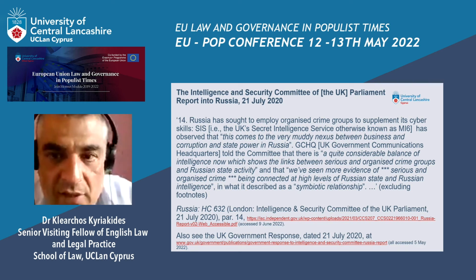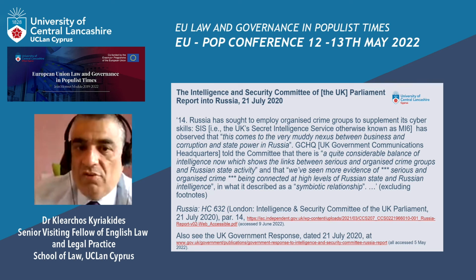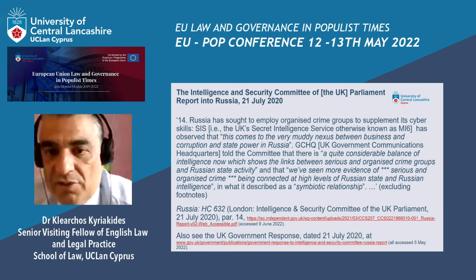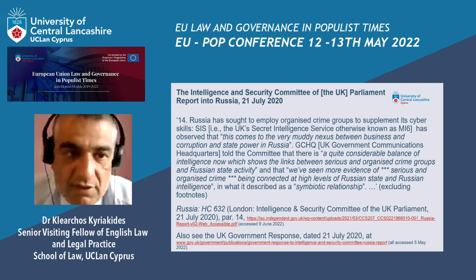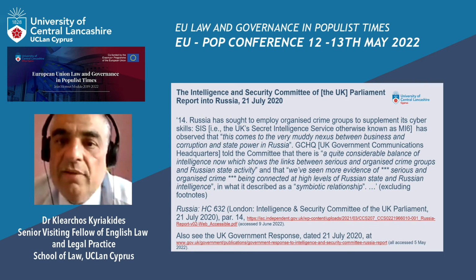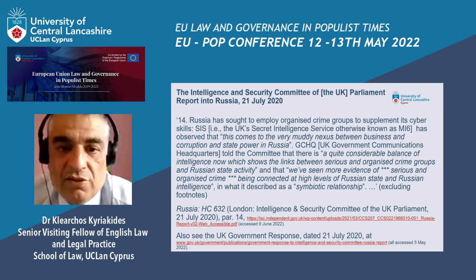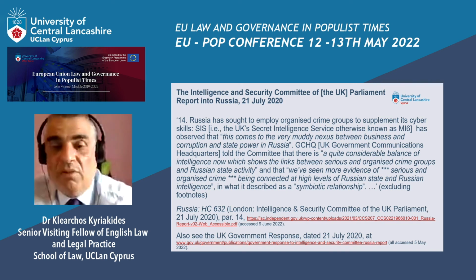The UK government communications headquarters told the committee there's quite a considerable balance of intelligence now, which shows the links between serious and organised crime groups and Russian state activity, and that we've seen more evidence of redacted, serious and organised crime redacted, being connected at high levels of Russian state and Russian intelligence, and in what it, that is to say GCHQ, describes as a symbiotic relationship.